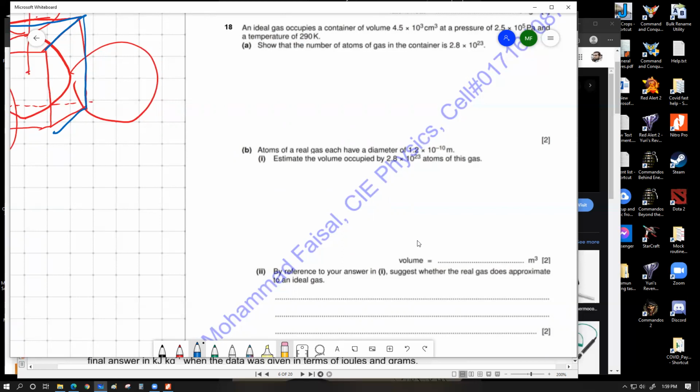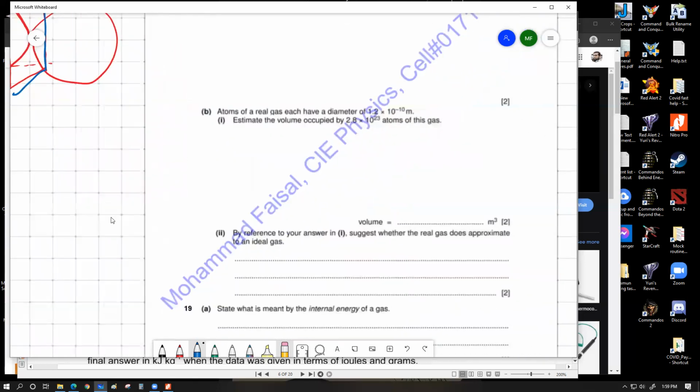Then number 2, it says, by reference to your answer in 1, suggest whether the real gas approximates to an ideal gas. Now this is the important bit. Whether a real gas approximates to an ideal gas. This means that one of the ideas for our ideal gas assumption was that the volume of ideal gas particles altogether is negligible compared to the container volume.